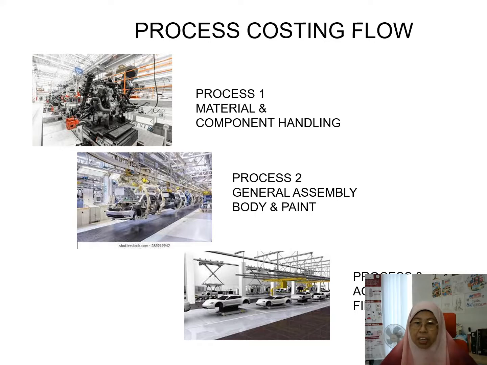For example, in car manufacturing, the components of the car will be the output of process 1 and go to process 2 for the assembly line. Then in process 2, the car will continue to body and painting. Then the output, or the work in progress, of process 2 will be transferred to process 3 and further installed with the accessories as finished goods.